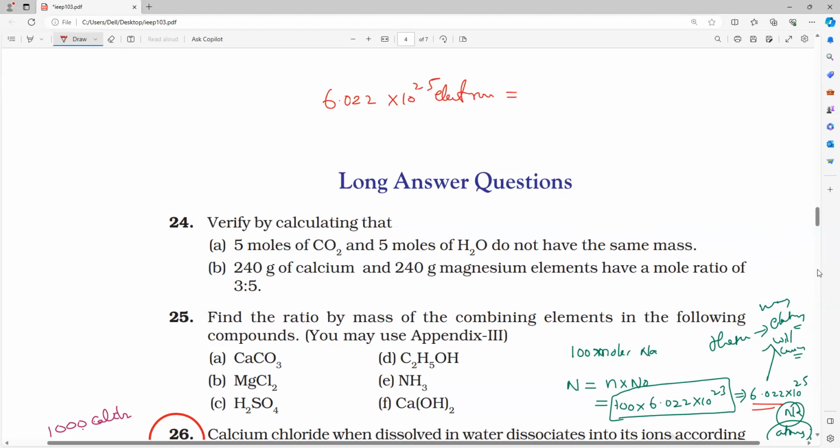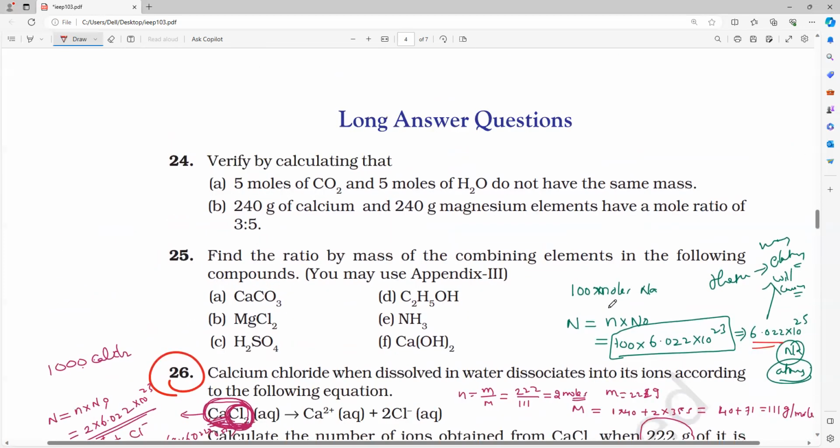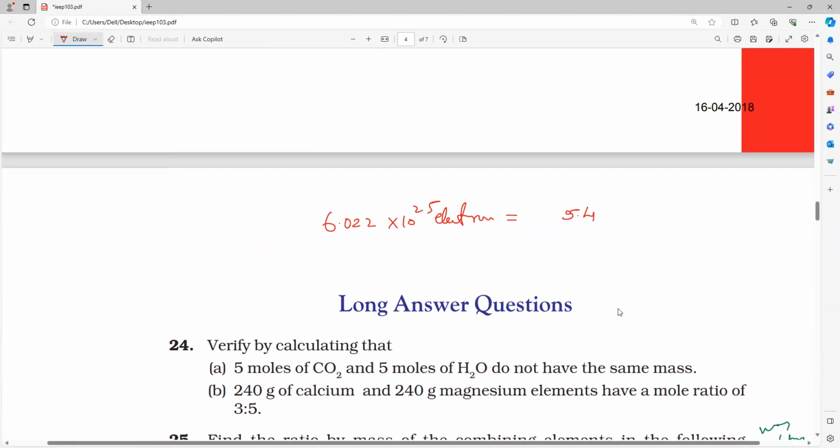What is the total mass? The difference, 5 point how much? How much have they given? 5.48002. That is the mass difference, 5.48002 grams. Now they are asking the mass of one electron. So I'll write 6.022 into 10 power 25 into 1 electron is equal to 5.48002 grams. Now we want only the mass of one electron. This is the mass of total electrons difference.